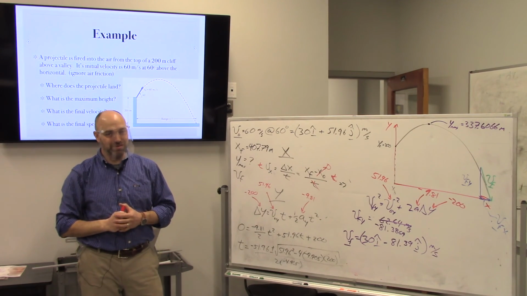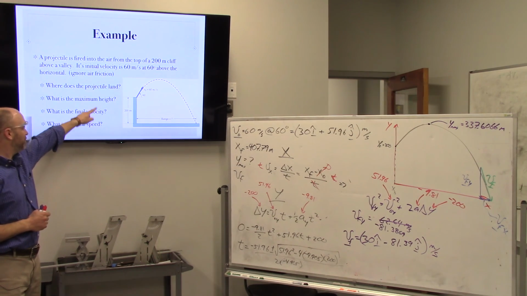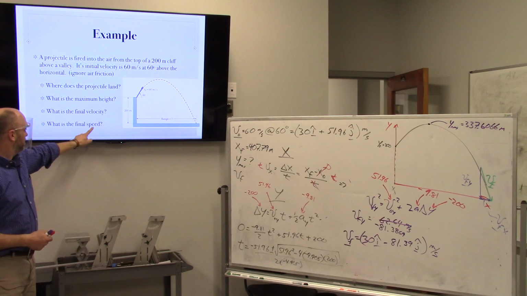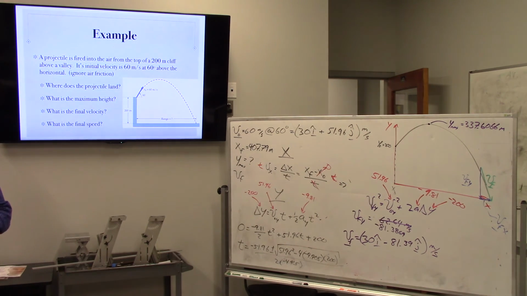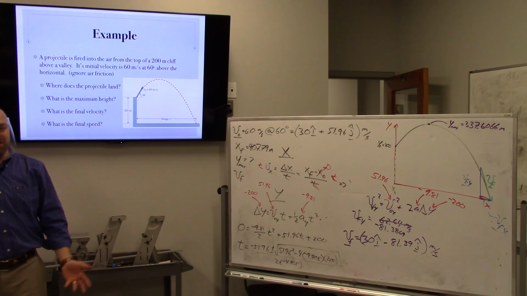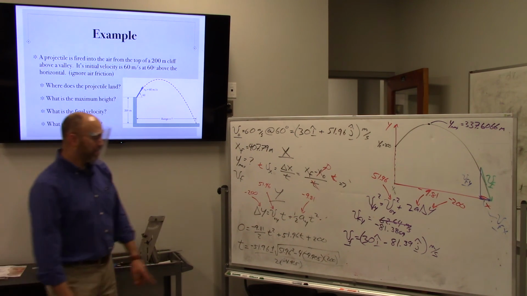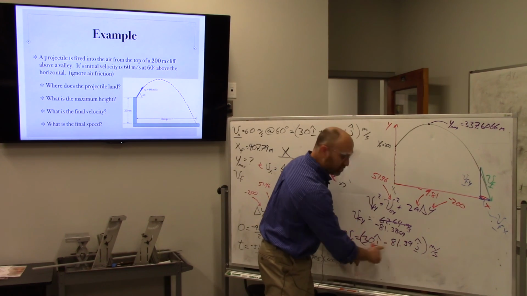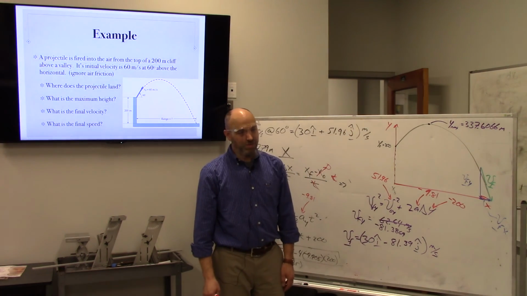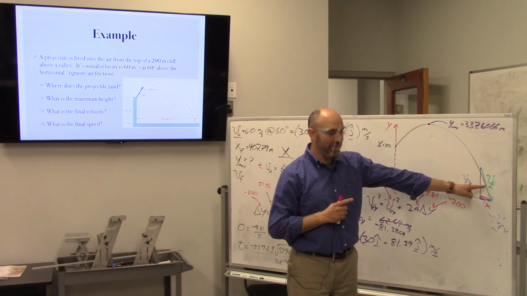One last question. What's the final speed? We've got final velocity, we've got max height, we've got range. What's the final speed? What does that even mean? It's the scalar, right? This is the vector, it's got x and y. How do we get the scalar? Yeah, we've got to get rid of the I and the J. Can we just add those two? That's wrong. Don't do that.